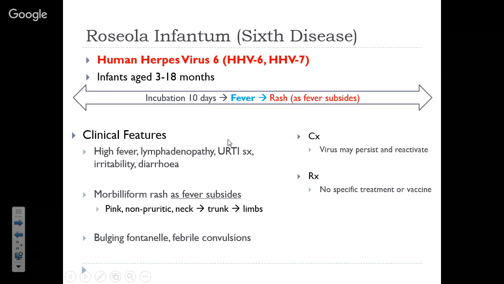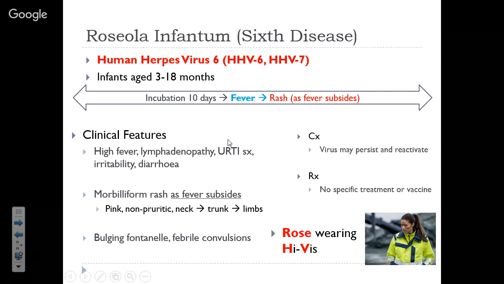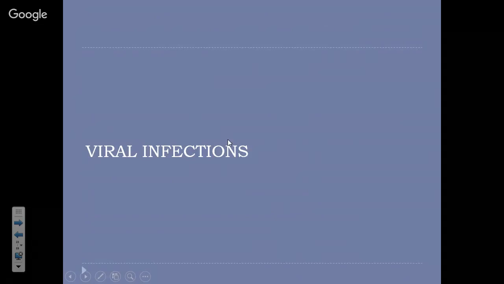To help you remember roseola infantum and human herpes virus, imagine you're driving down the M1 freeway, the Monash, because there are lots of roadworks at the moment, you're doing 40 kilometers an hour, which is really annoying. But then as you're driving past, you see a girl from school and you recognize her, her name's Rose, and she's wearing a high-vis top. So Rose wearing high-vis, roseola infantum, human herpes virus. Take it as you will. So those are the 6 diseases.